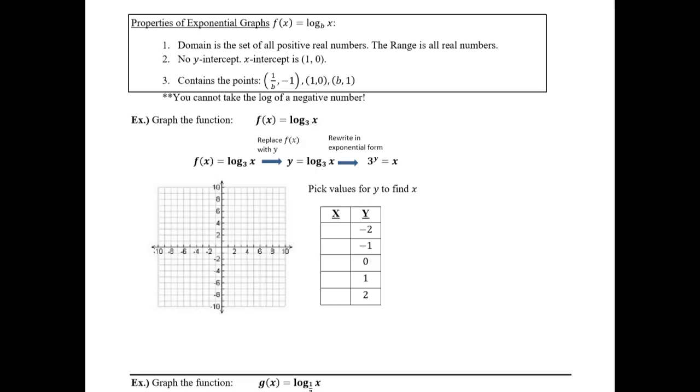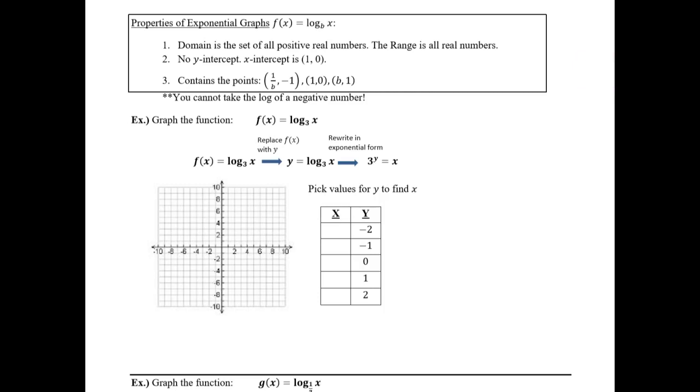In this video, we're going to be graphing logarithmic functions. So if we have a function f of x equals log base b of x, then the domain is going to be the set of all positive real numbers, and the range is going to be all real numbers. There's not going to be a y-intercept, and the x-intercept is going to be at (1, 0), and it's going to contain the points (1/b, -1), (1, 0), and (b, 1).